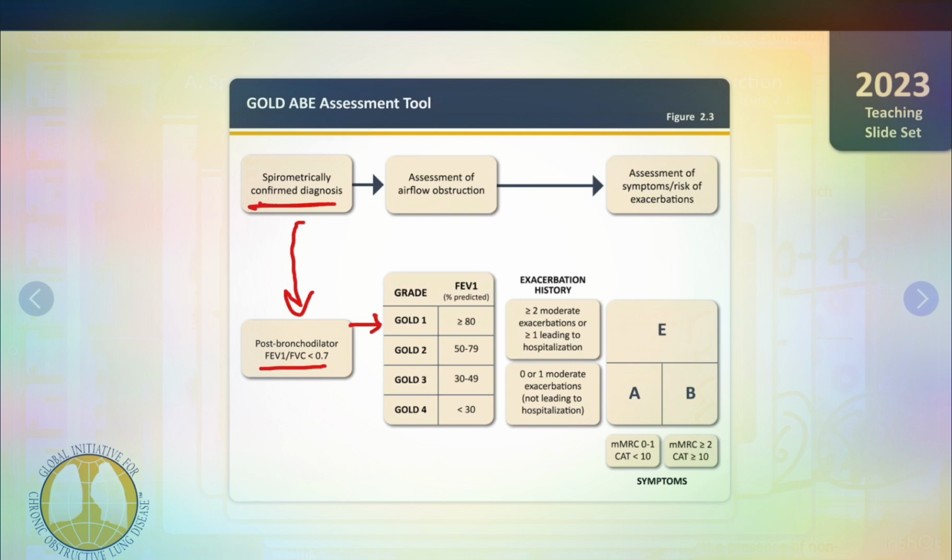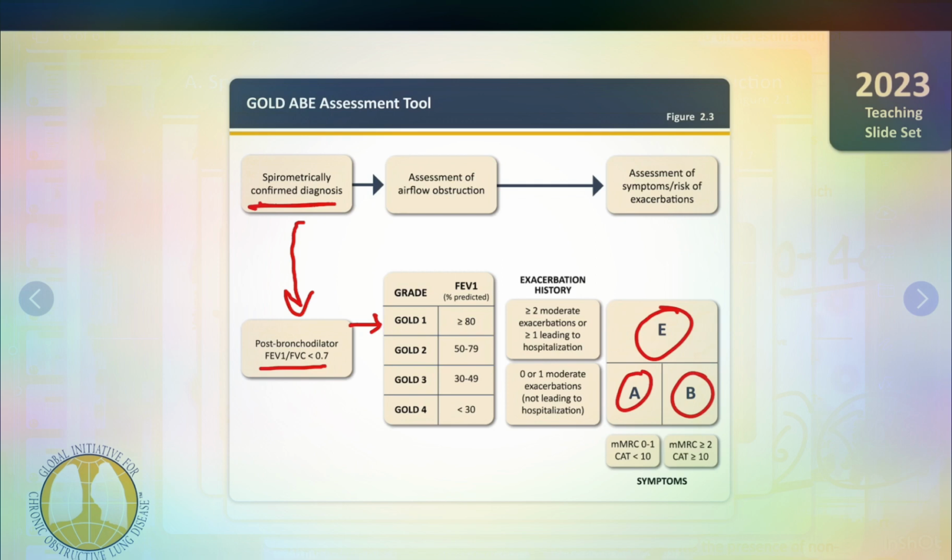If it is equal to or more than 80%, or it is 50 to 79, or it is 30 to 49, or it is less than 30, according to that we will grade 1, 2, 3, 4. Then we assess symptoms and risk of exacerbation. So there are a total of 3 categories: category A, B, and E. We have removed category C and D, and they are combined, and together we will call them category E.